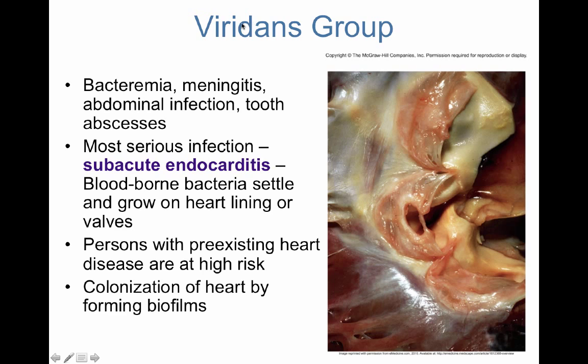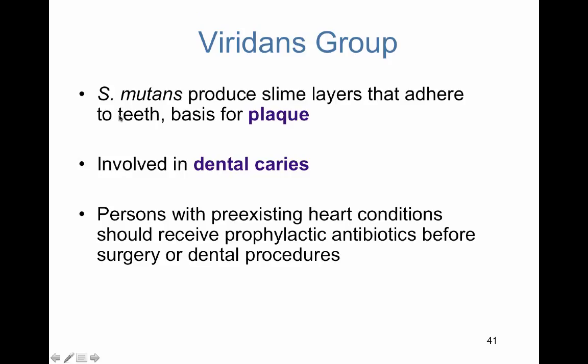So in this case, for the viridans, the most serious infection would be subacute endocarditis, where the bacteria finds its way to the bloodstream and settles and grows on the heart lining or valves, and especially people with pre-existing heart disease are at the highest risk. And in this case, the strep bacteria will form a biofilm. Now, these bacteria could also cause meningitis, an abdominal infection, and tooth abscesses as well.